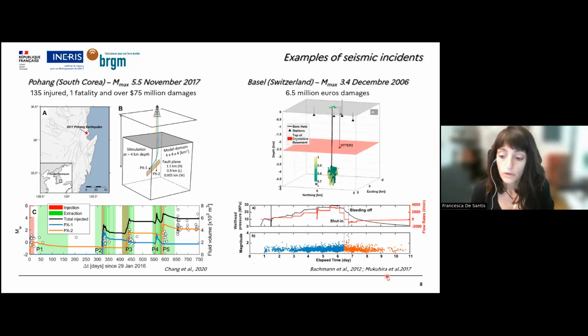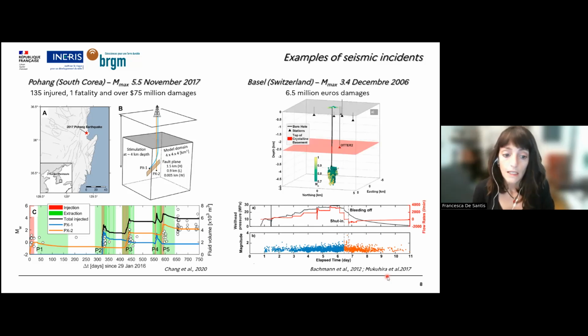Another example in Europe is the case of Basel, an event of magnitude 3.4, which caused several million euros of damages, which occurred just after the end of the injection operations, and after that also the project was stopped.